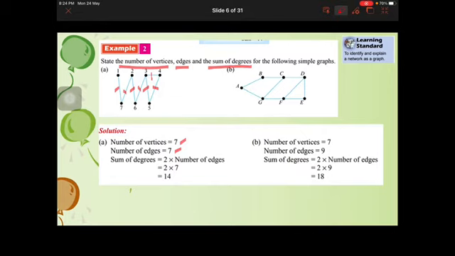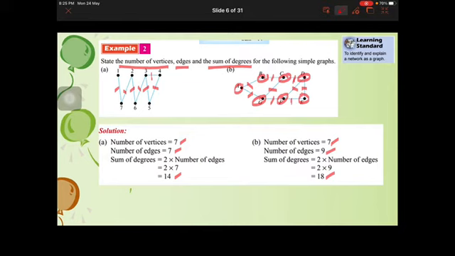How about the sum of degrees? The sum of degrees is twice the number of edges. So 2 multiplied by 7 is 14. That is for question A. Now, how about question B? How many vertices? We have 1, 2, 3, 4, 5, 6, 7, so 7. And then the number of edges: count the straight lines. 1, 2, 3, 4, 5, 6, 7, 8, 9. So 9 edges. And again, for the sum of degrees, we know that the number of edges is 9, so multiplied by 2, the sum of degrees equals 18.